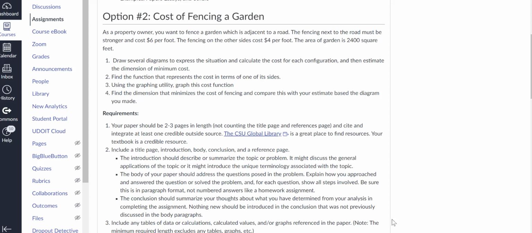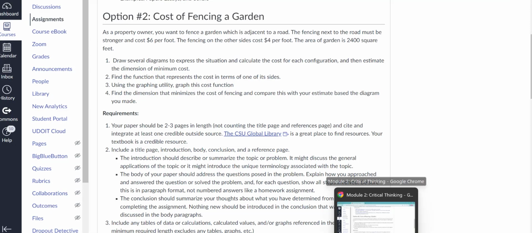Okay. Let's stop there and start drawing a picture. So I'm going to put here a road. So this is the road. And we're going to put a garden next to the road. And I'm just going to make this edge a little bit thicker. We're told that this is a stronger fencing. And this side is going to be $6.